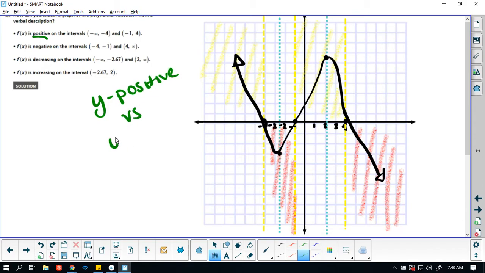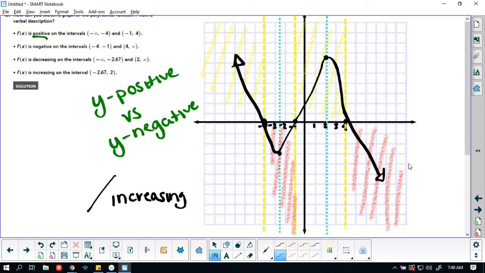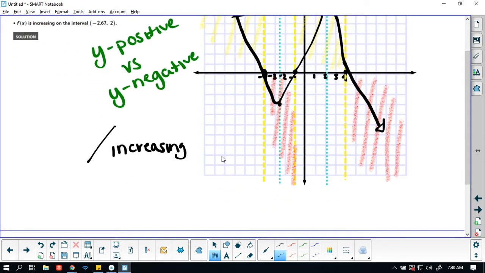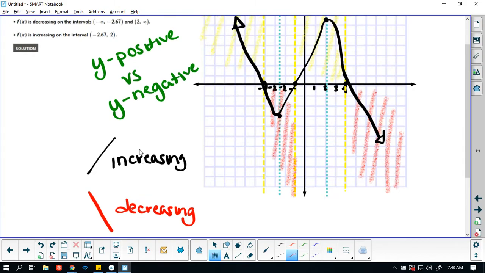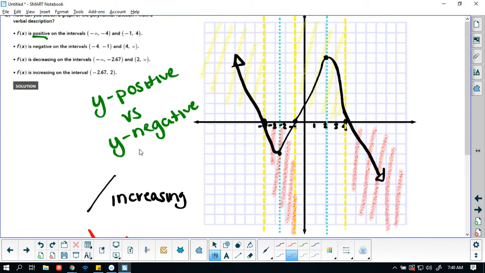Again, when I talk about positive, I'm talking about y being positive versus y negative. When I talk about increasing and decreasing, you have an increasing slope, or your values are increasing as you go along from left to right, or your values are decreasing from left to right. Okay, so there we have our graph.